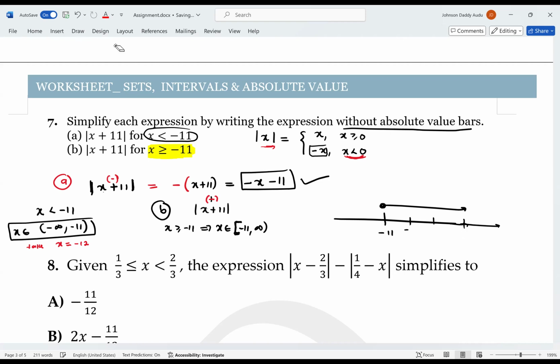Now, since this is positive, we go back to our definition. The definition is very important. Anytime you have a positive number inside the absolute value, what is your answer? Your answer is just x, anytime x is greater than or equal to 0. So the answer to this question is just the same thing that is inside the absolute value, which is just x plus 11.